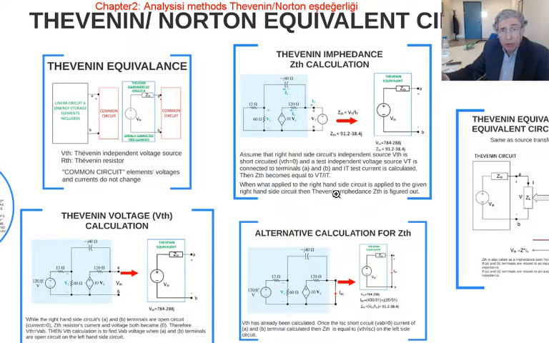How am I going to get this ZTH? When we calculate that, IT is going to be something like a constant multiplied with VT. Why is that? Because all the elements, currents and voltages depend on the independent source, isn't it? So IT is going to be equal to something like that.